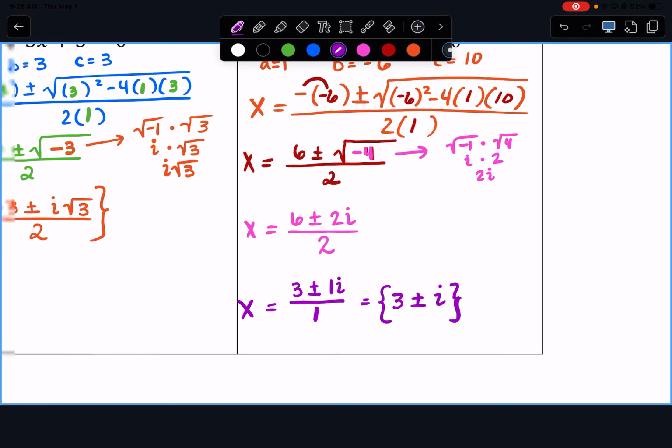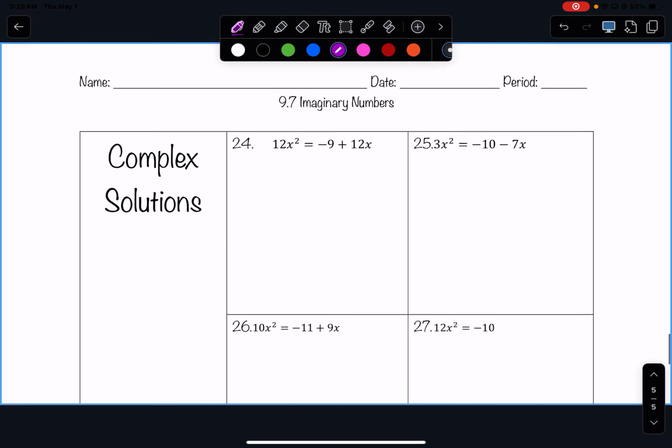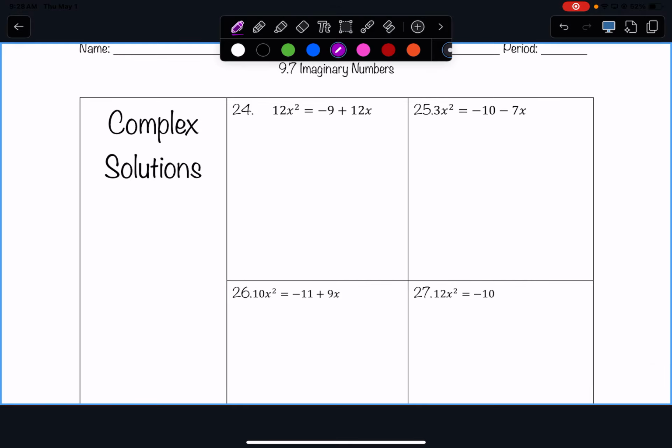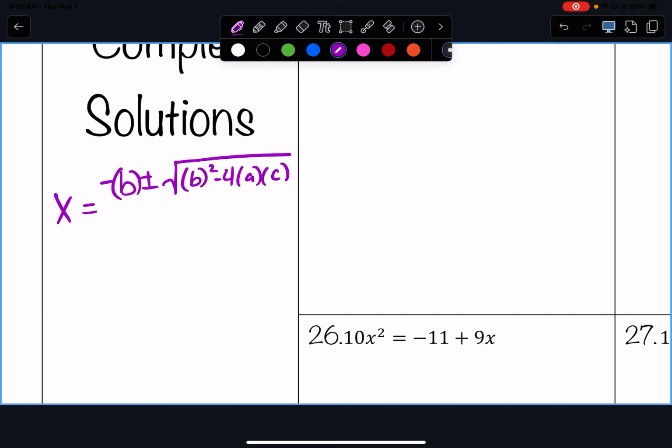All right. Now let's go ahead and flip to the back, please. Okay. So again, back here, we are doing the quadratic formula. x is equal to negative b plus or minus the square root of b squared minus 4 times a times c, all over 2a.